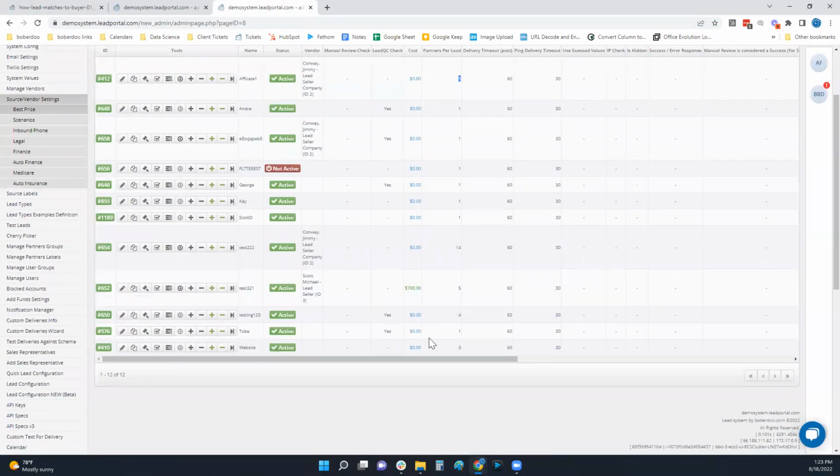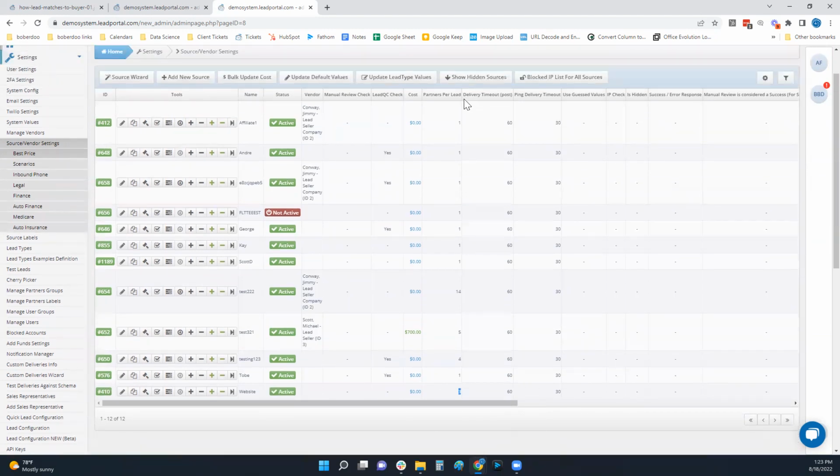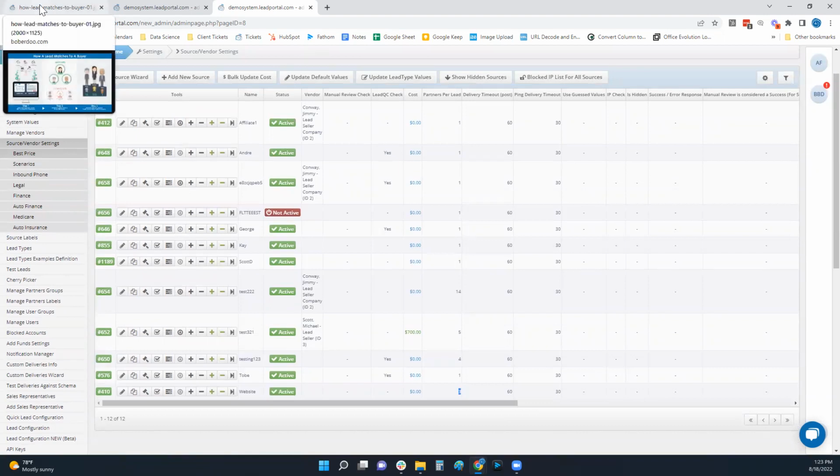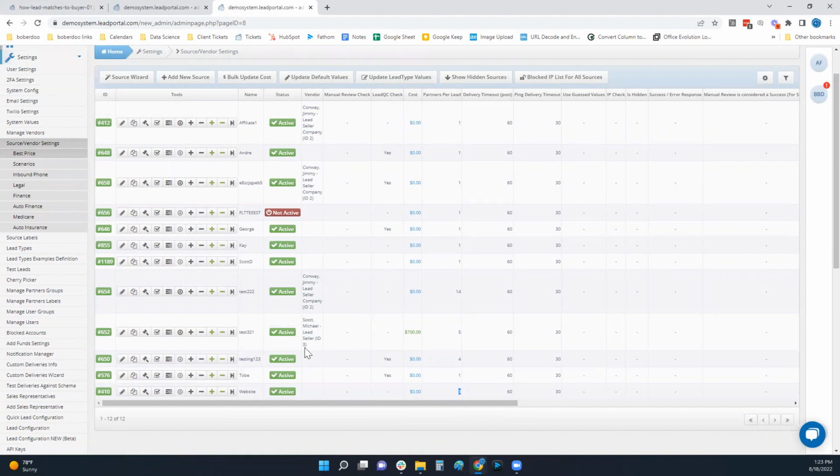Now, if we look at something like this filter set of website with 3, now when that lead comes in, we are still looking at the single best price and using that to route the lead or to return the bid back to the vendor.